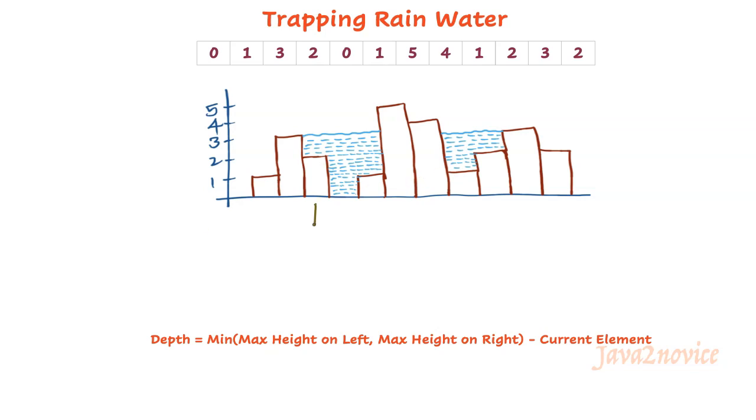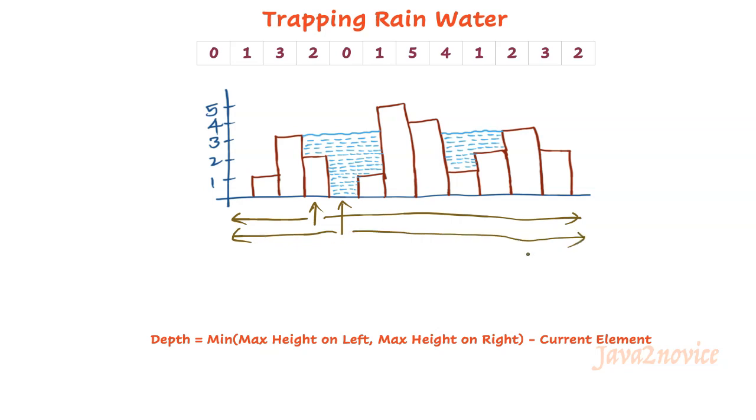Before that, let's say we are here. We need to traverse till here to identify the maximum height on the left side. Similarly, we need to traverse till here to identify the maximum height on the right side. Same process we need to do when we are here also. We need to traverse till here to find the left side maximum height. We need to traverse till here to find the right side maximum height.